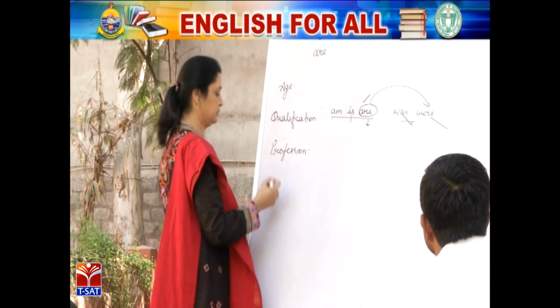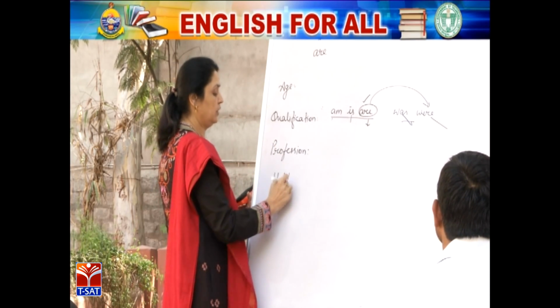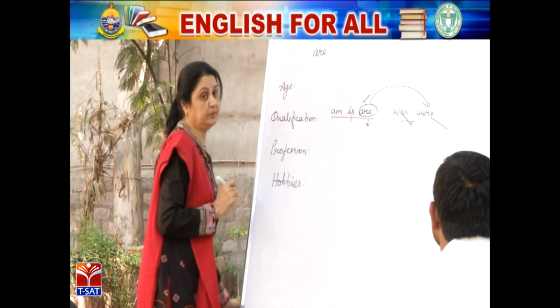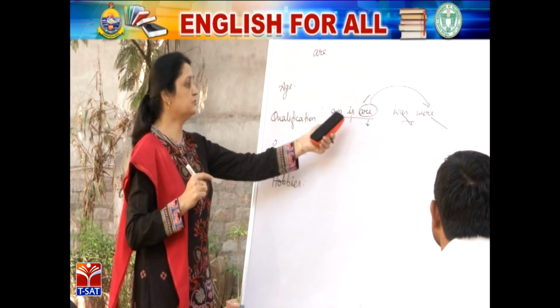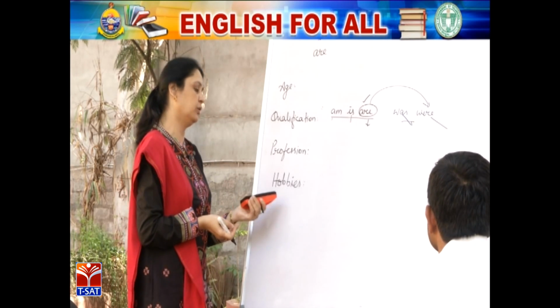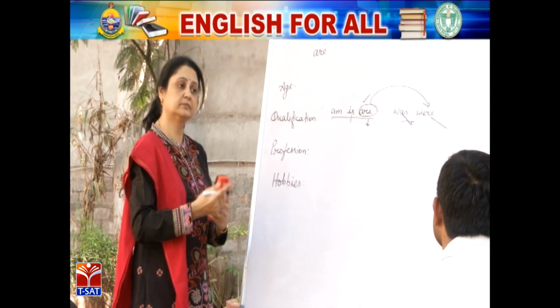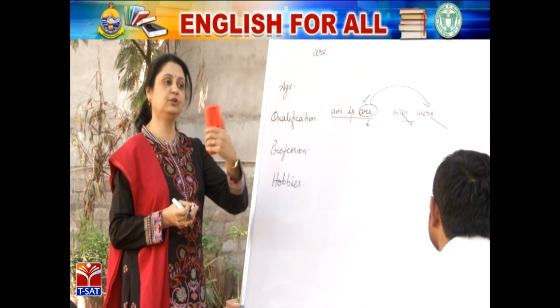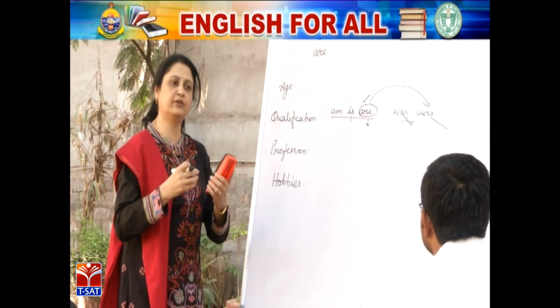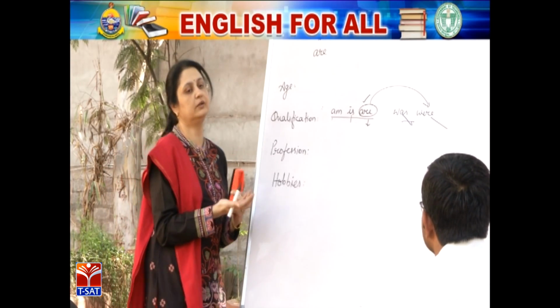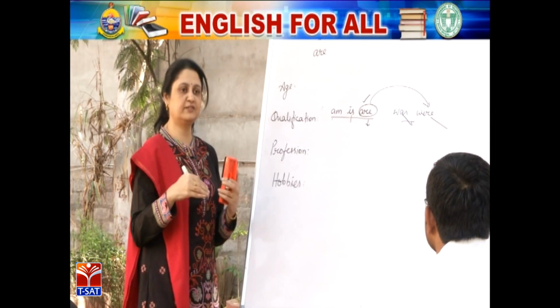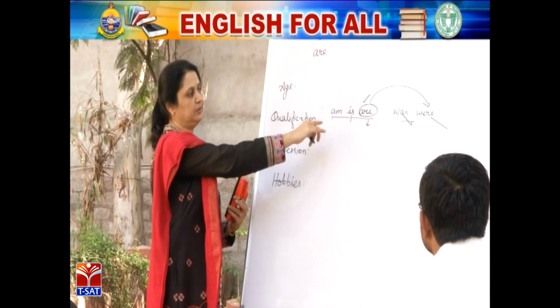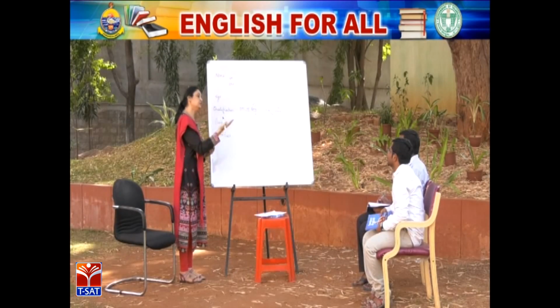The next one is hobbies. When you talk about hobbies, there also without this be form we cannot describe our hobbies. Do you know what is a hobby? Yes, ma'am. What do we mean by hobby? What we do frequently when we are free. Right. What you do when you are free. So for time pass, for relaxation, whatever you do, that is called a hobby. And so when you want to ask somebody's hobbies, there also we can make use of this. Okay. What is your hobby?